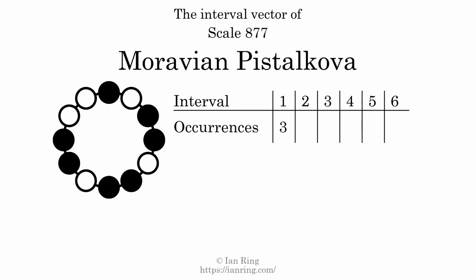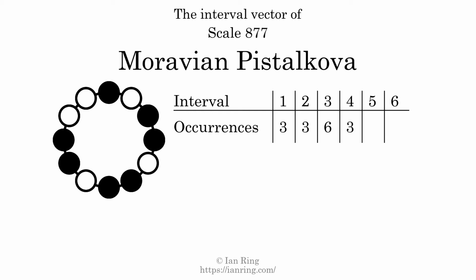There are three intervals with the size of one semitone. They are here, here, and here. There are three intervals with the size of two semitones. They are here, here, and here. There are six intervals with the size of three semitones. They are here, here, here, here, here, and here.